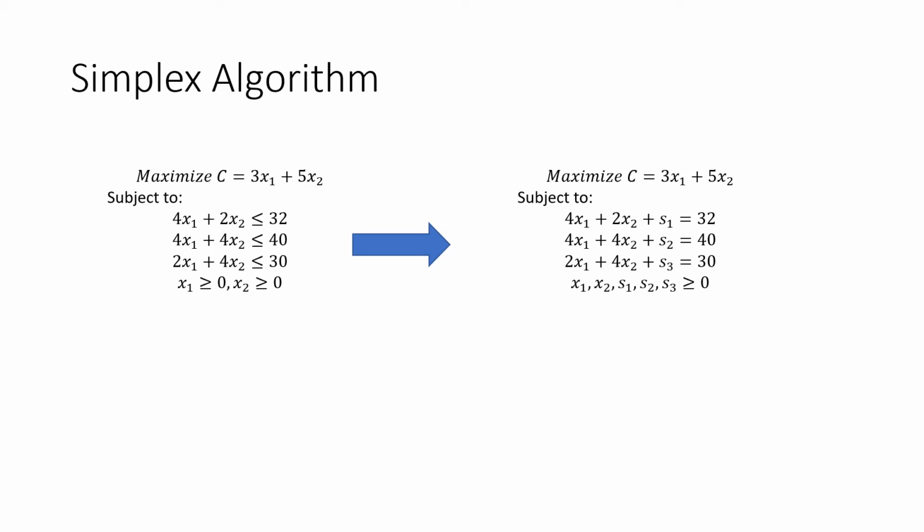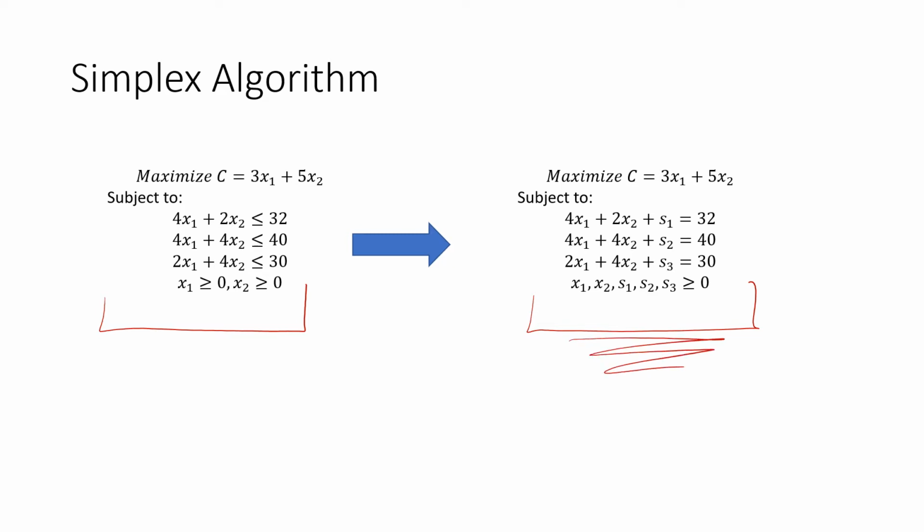So, simplex algorithm. First thing in the simplex algorithm is to introduce your slack variables. So, when we're looking at this linear program, which we've seen before, the first step is introduce the slack variables. Now, what we're going to do is we're going to start with this.